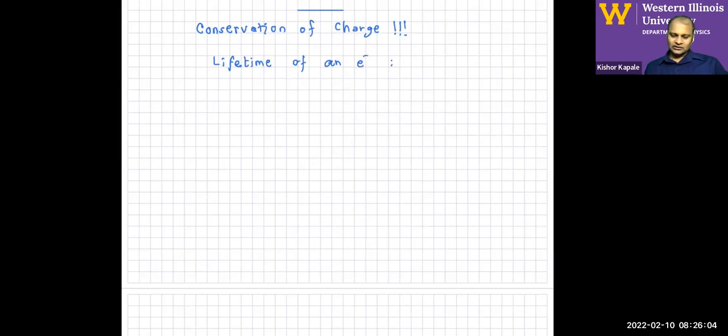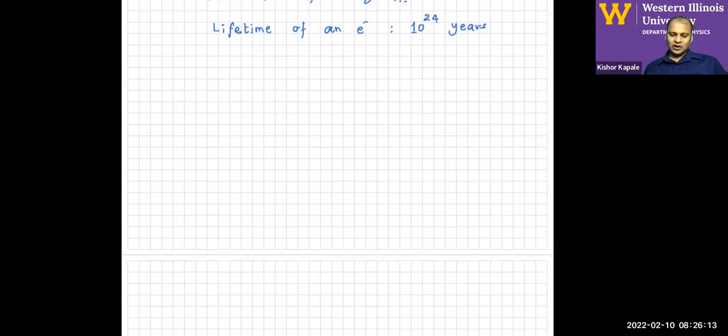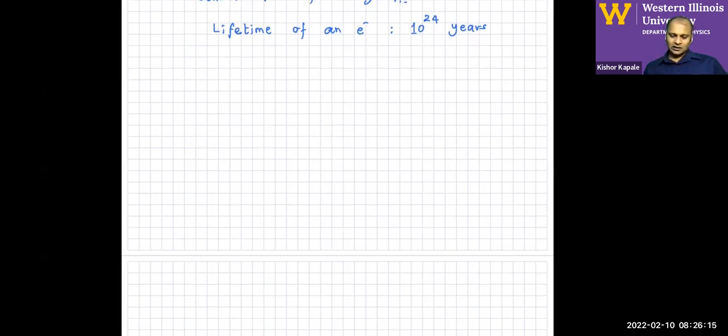And the lifetime of an electron is about 10 to the 24 years. This, of course, you need a little bit deeper knowledge of quantum electrodynamics and so-called particle physics to be able to figure out, right? But that's what we know based on experimental data, that the lifetime of an electron is about 10 to the 24 years.